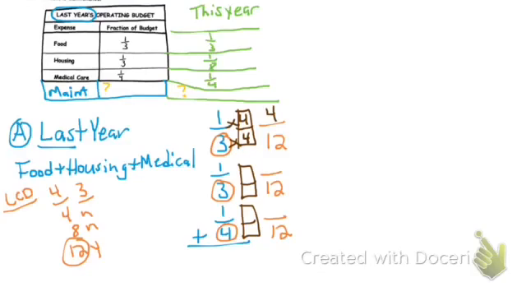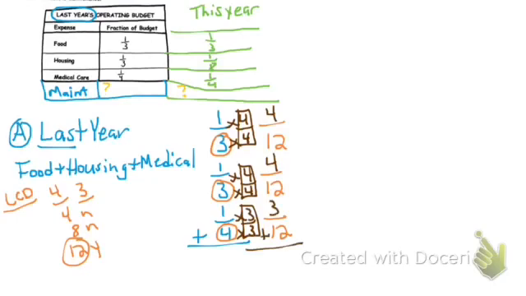1/3 is going to turn into how many 12ths? If I didn't see that, I'd still solve 3 times what equals 12? 3 times 4 equals 12. Whatever I do in the bottom, I must do on the top, so I'll say times 4, and 1 times 4 is 4. Move down to my bottom fraction, 1/4. What do I do to a 4 to turn it into 12? Well, 4 times 3 equals 12. Whatever I do on the bottom, I must do on the top, so 1 times 3 equals 3.